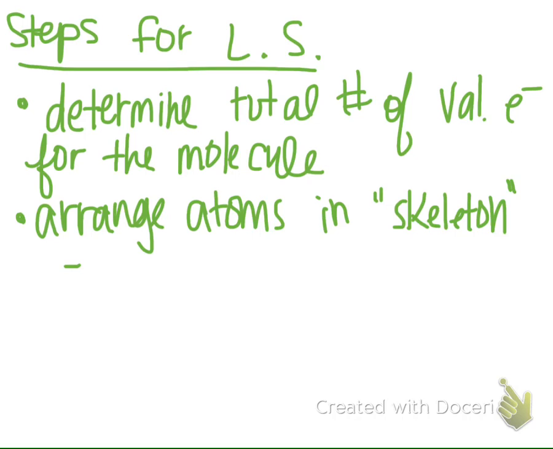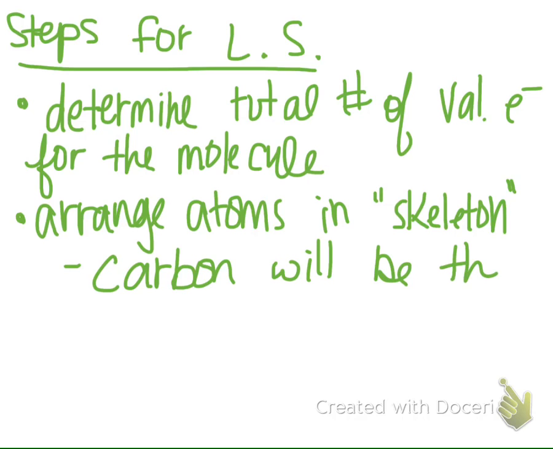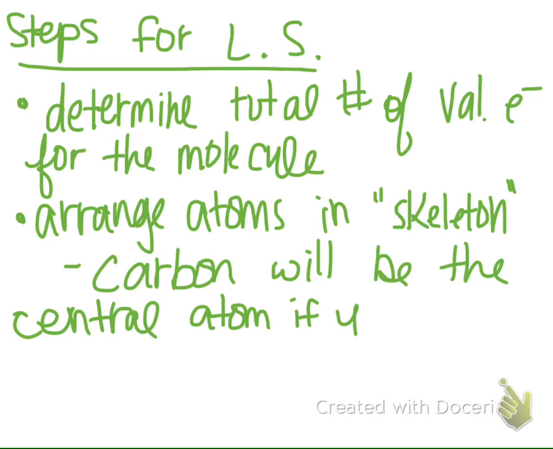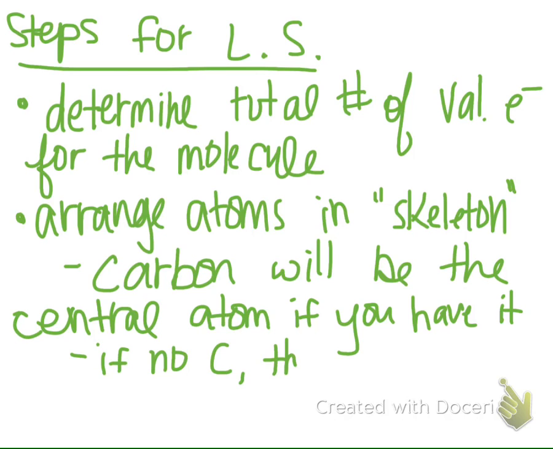And here are our rules for picking a skeleton, or what it would look like. If you have carbon in your molecule at all, it always gets to be in the center. So carbon will be the central atom. If you don't have carbon, then the least electronegative atom gets to be the central atom.